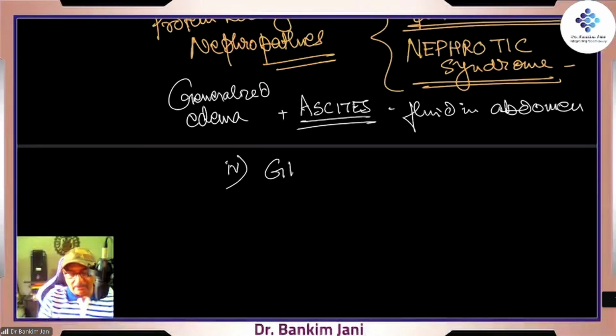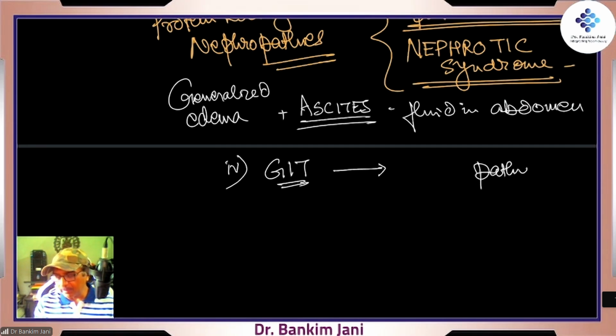On to the GIT. Use the logic. What if someone has got diarrhea? So much protein is lost. So the GIT becomes one of the bigger things. Whenever anything happens to the GIT, it is called pathy. Pathy means abnormal. And the GIT is also called the enteric system, so it is called enteropathy.